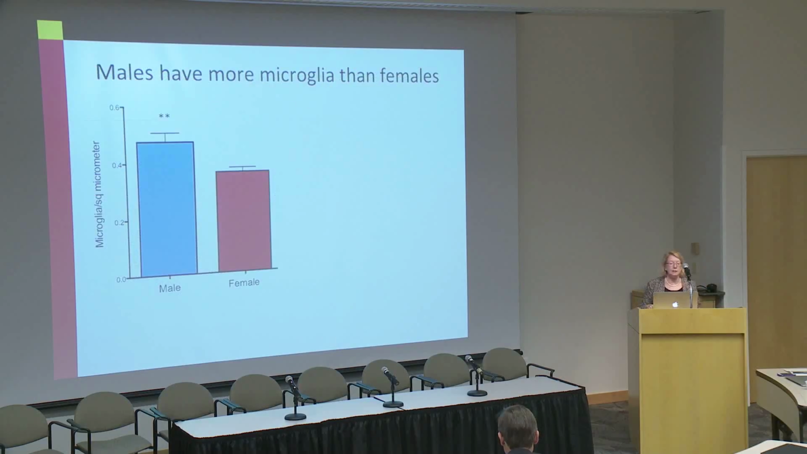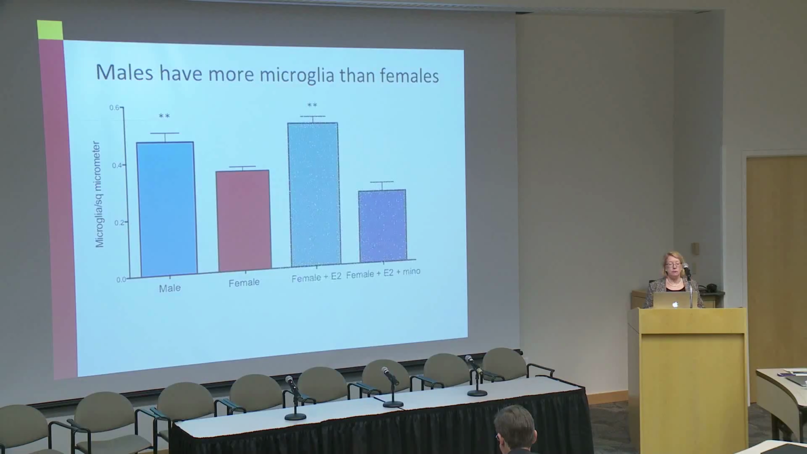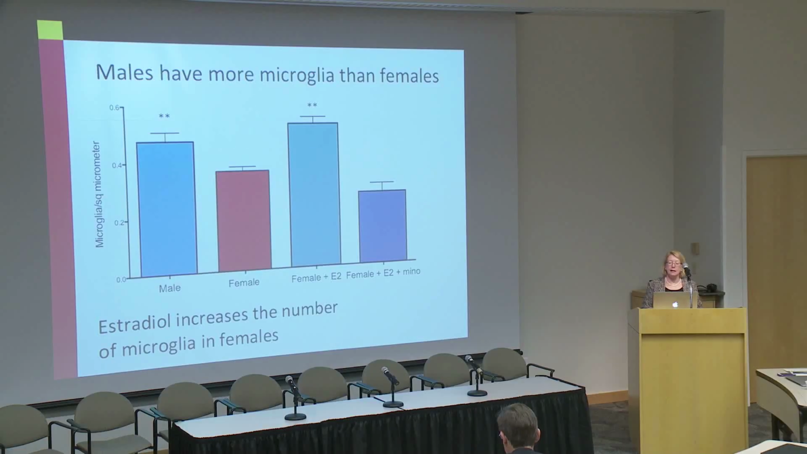And so Katie Lenz just went in and first asked, what about number? What about density? Is there more in one sex versus the other? Turns out males have more microglia than females. And again, if we treat females with a masculinizing dose of estradiol, they increase their number of microglia to that of the males. This is within 2 days. This is all occurring very quickly. So it increases the number. And if we treat with minocycline, a tetracycline-based antibiotic that's known to inhibit microglia, we in fact prevent the ability of estradiol to increase the microglia number.